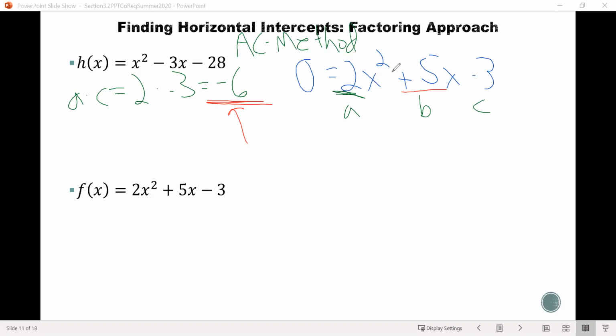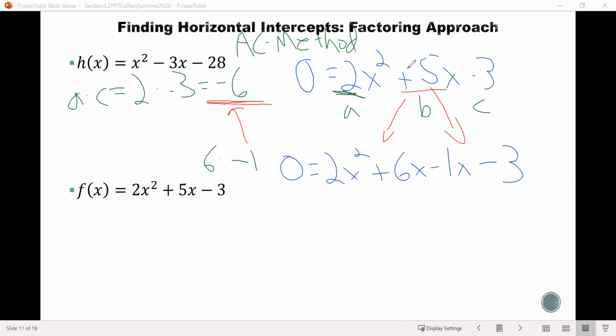So what are two numbers that multiply to negative 6 but add to plus 5? I think the answers there would be 6 times negative 1, right? 6 times negative 1 is negative 6. 6 minus 1 is plus 5. And then I'm going to do something that might seem a little strange, but I promise it's okay. I'm going to split up this 5x into a plus 6x and a minus 1x. Okay. And notice that's legal because 6x minus 1x would give us a positive 5x.